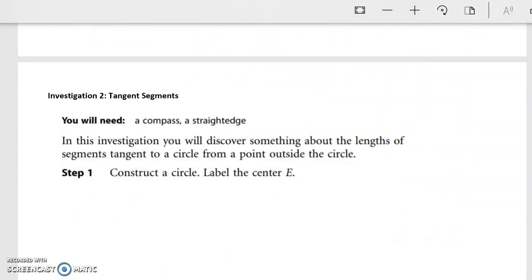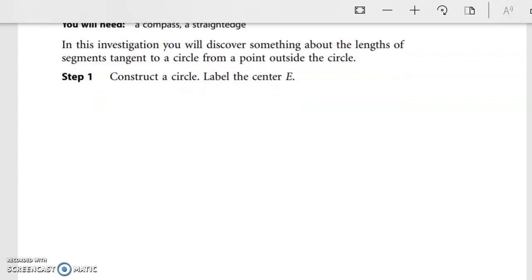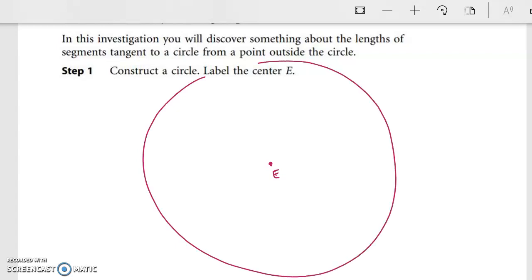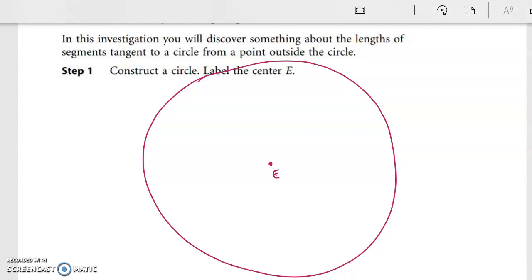All right, for this next investigation, we're going to learn something about the lengths of segments tangent to a circle from a point outside the circle. So again, pick a point for the center, label it E. Go ahead and open up your compass, put your stylus on E, and draw your circle. So we're going to choose a point outside the circle. Any point will do. We'll do one over here and call it N.